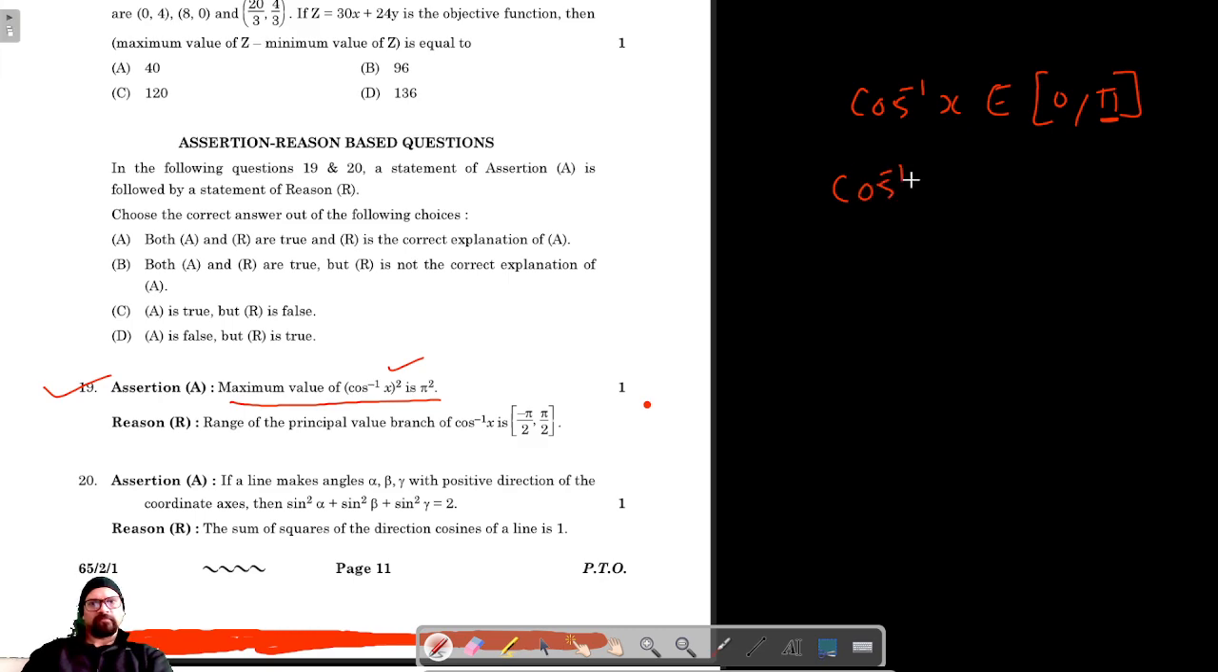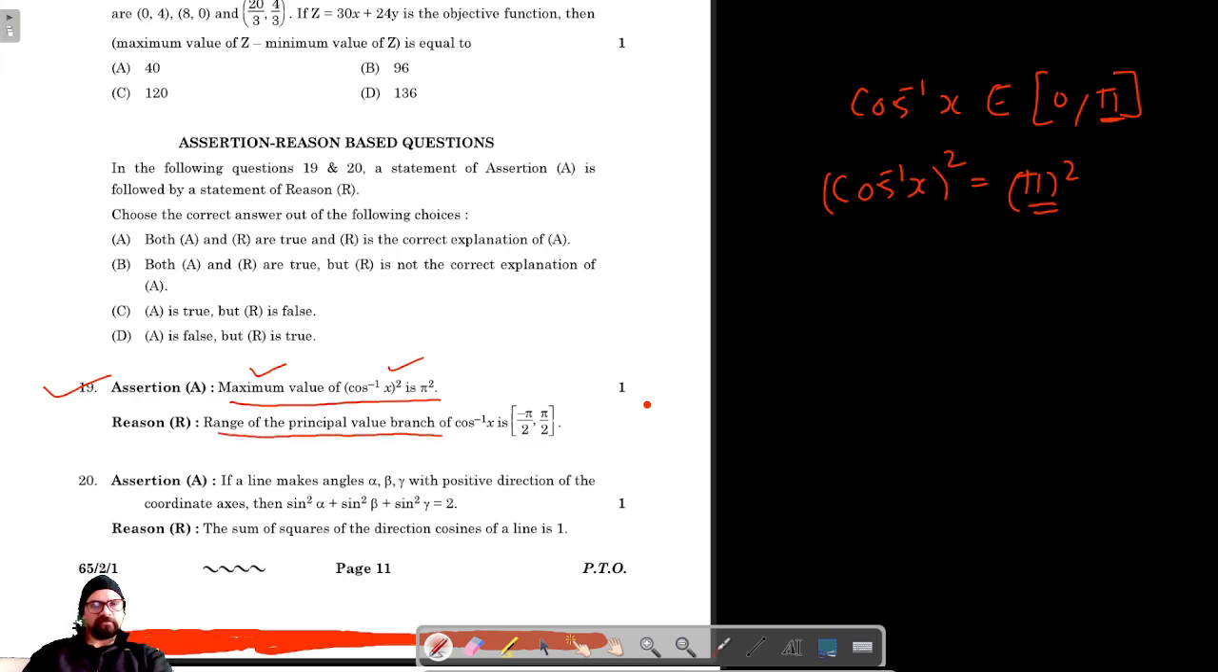So the assertion is saying that the maximum value of cos inverse x is pi squared, and if I make the square of this maximum value, it is pi square. So the assertion is true.